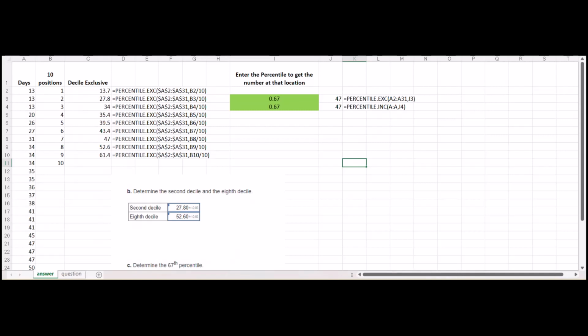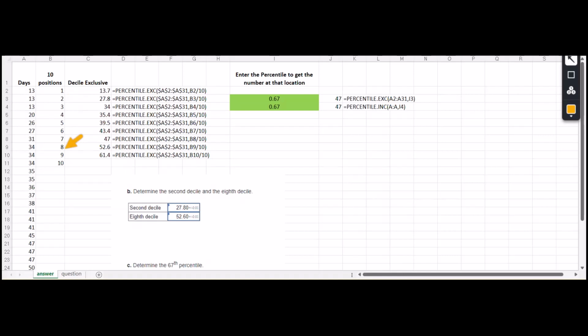And this formula in Excel is going to tell us which position it is at. If I say, well, what is position number 4? What is position number 9? It's going to give us the answer. That's what it's asking for. So it says determine the second decile and the eighth decile. So they're asking, what is the second and what is the eighth decile.